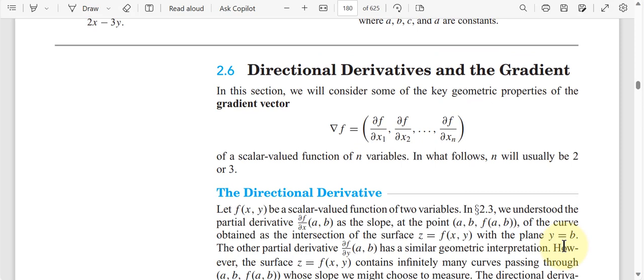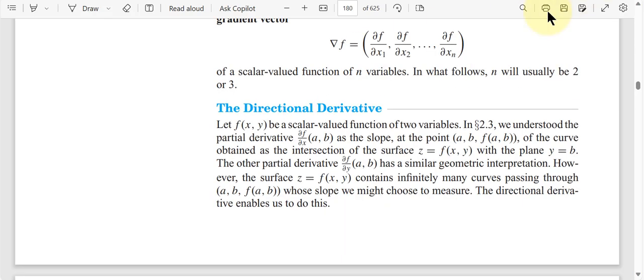Okay, so the next topic that we want to discuss in this book is in section 2.6. It's called the directional derivatives. So they say that we've already talked about the partial derivative of f with respect to x, and we've also talked about the partial derivative of f with respect to y. And again, this just means that once you figure out the derivative, then you can put in values for x and y into that derivative. And we're putting in, for example, a and b.